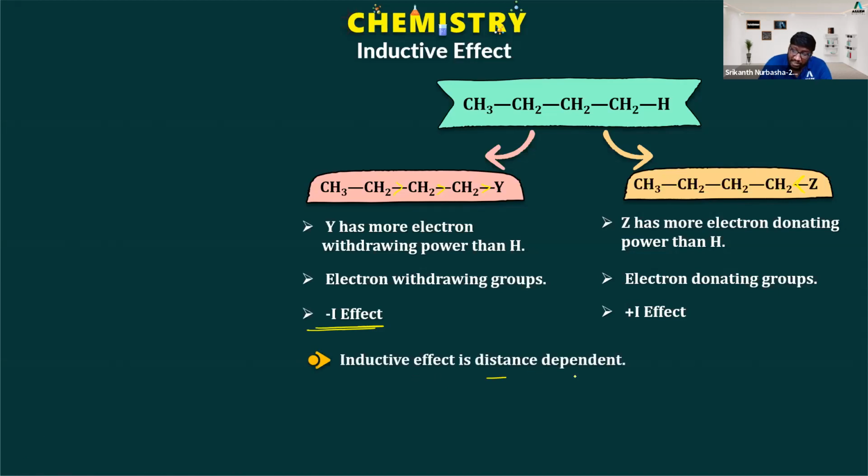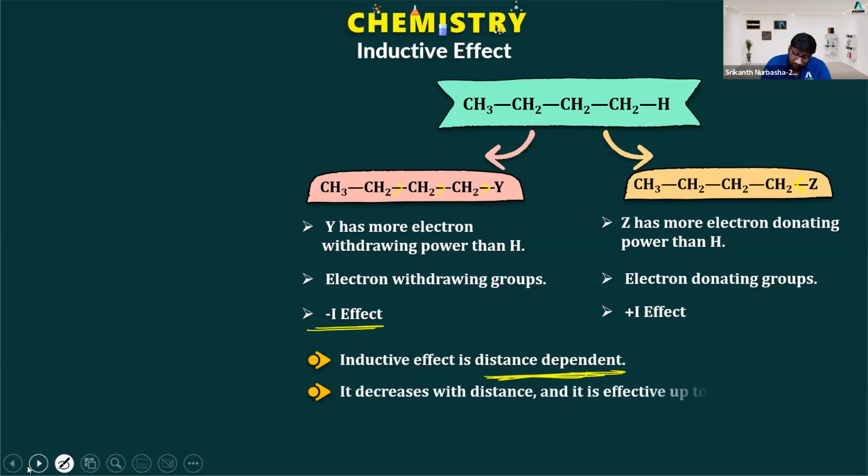Inductive effect is distance dependent because the carbon-halogen sigma bond electrons are moving, developing polarity. If the number of carbon bonds is increased, obviously the distance is going to be increased. So inductive effect will be depending upon the distance. It decreases with distance and it is effective up to 3 carbon atoms. After 3 carbon atoms, there won't be any effect of inductive effect, that is, no polarity is going to be developed greatly.